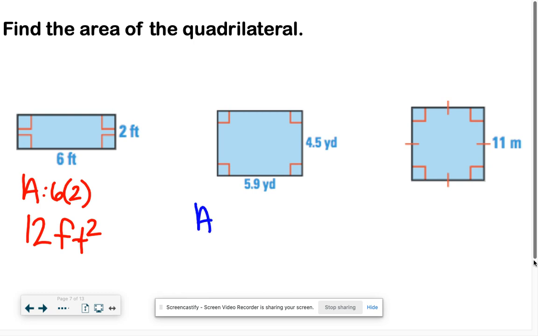Okay, what is our base on the middle one? 5.9. Our height is 4.5. I will pass out our calculators. So what is 5.9 times 4.5? 26.55.